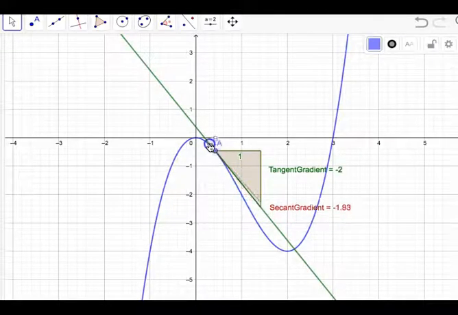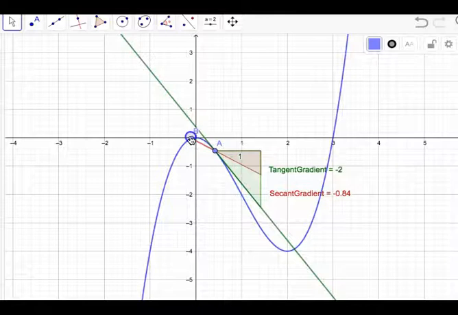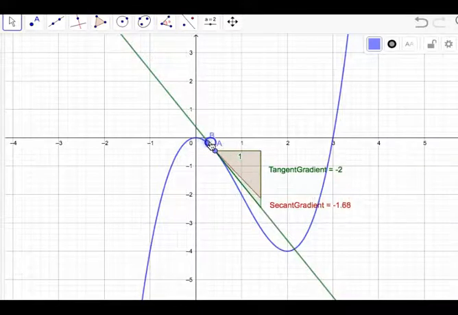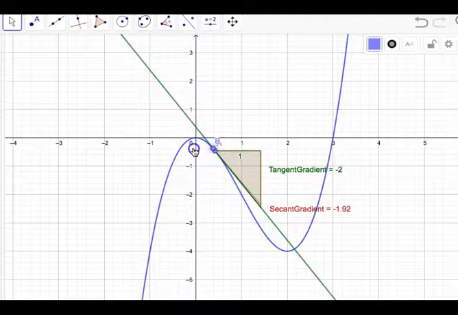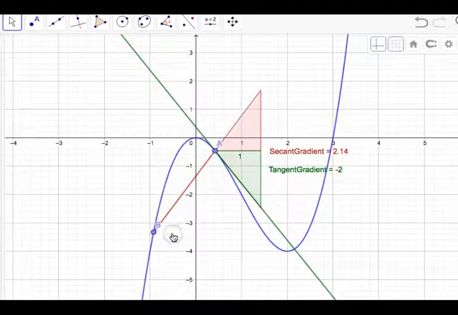Put it on the other way. No, it won't work the other way. Well, it sort of could. You could bring it this way as well. But once A is on top of B, the gradient of the secant equals the gradient of the tangent. Okay? All right, so what does our one approach?